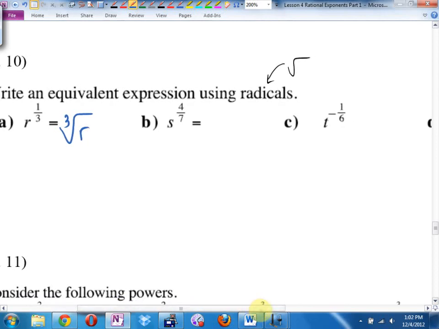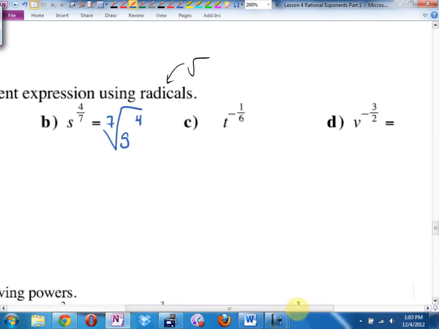B. The what root of what to the what? Flower power. 7th root of s to the 4th. C.